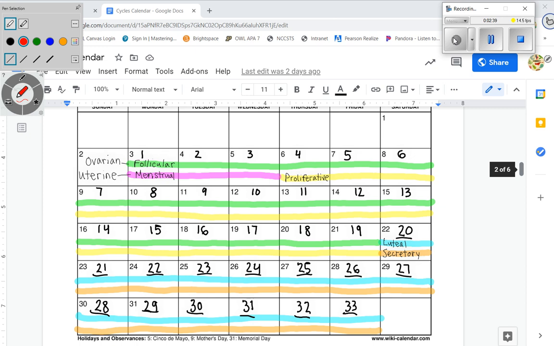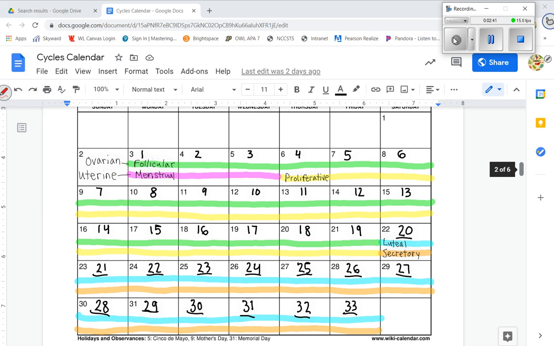So let's try to figure out when she would ovulate, because it's not going to be on day 14 anymore because her follicular phase is longer than that. The follicle is going to take longer to develop. Any female will always ovulate on the last day of the follicular phase. So that makes the 21st her day of ovulation.